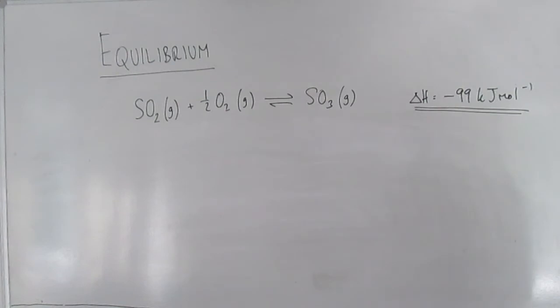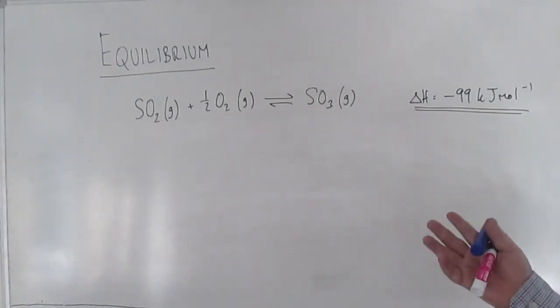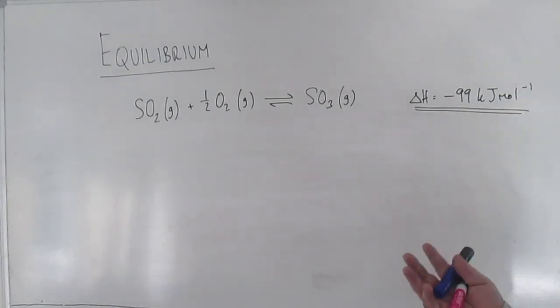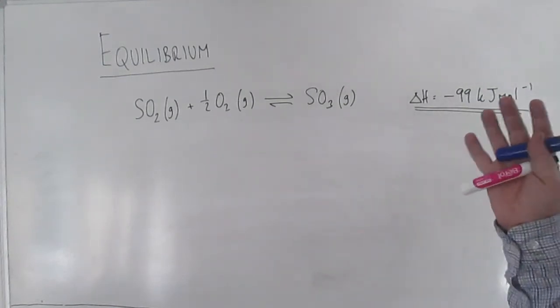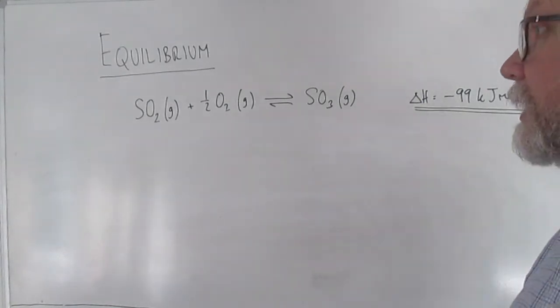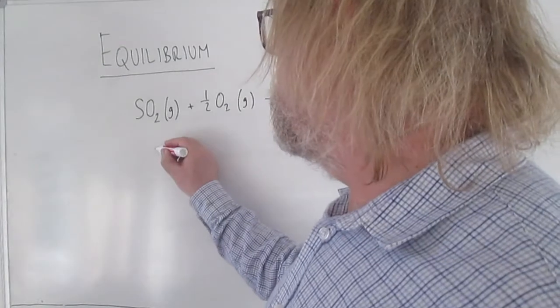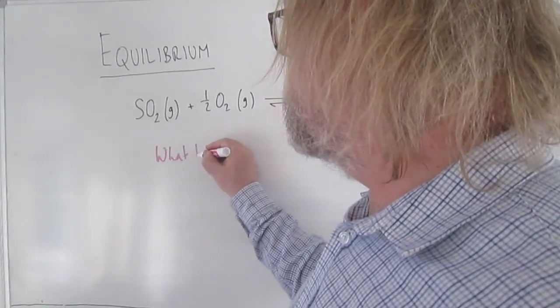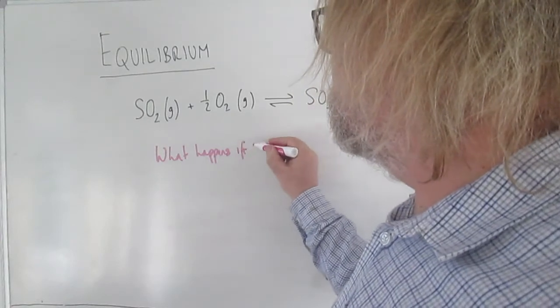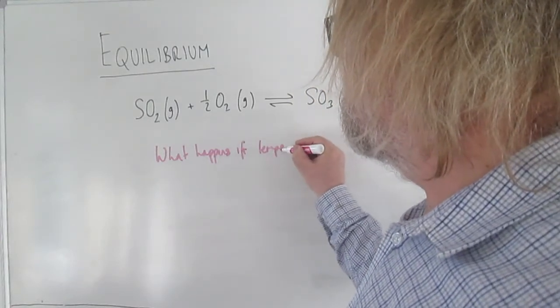Another way we can change the position of equilibrium is by messing around with the temperature or the pressure, because those variables too, Le Chatelier applies to them. So if you change them, he says, well, the equilibrium will try to undo what you've done. So let's have a think about what happens if we increase the temperature. So what happens if the temperature is increased?